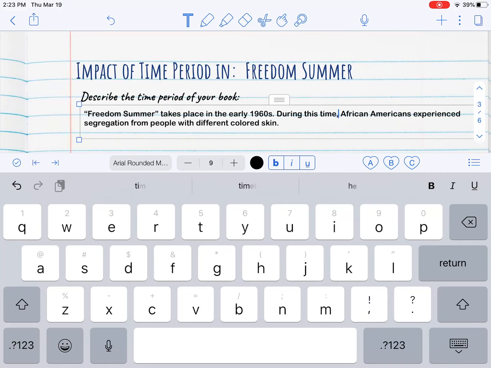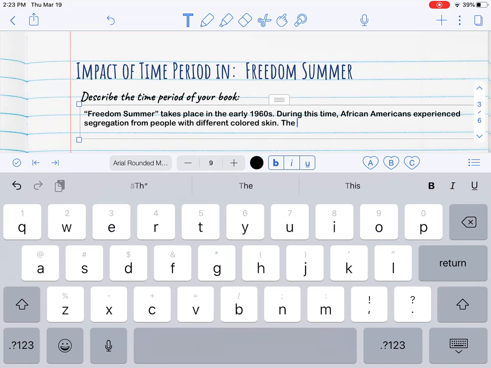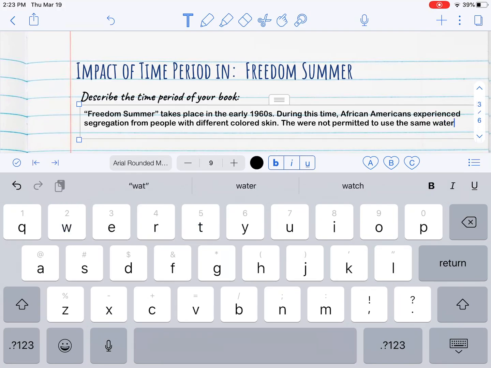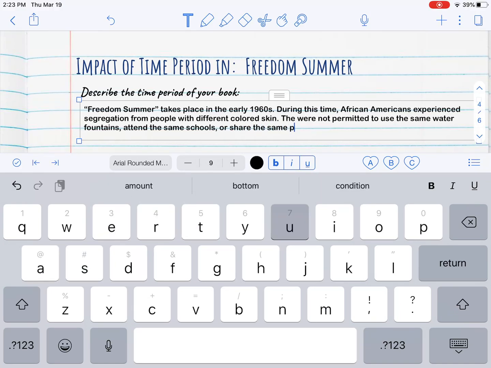So during this time, I forgot my comma after my introductory prepositional phrase, different colored skin, they were not permitted to use the same water fountains, attend the same schools, or share the same public spaces.